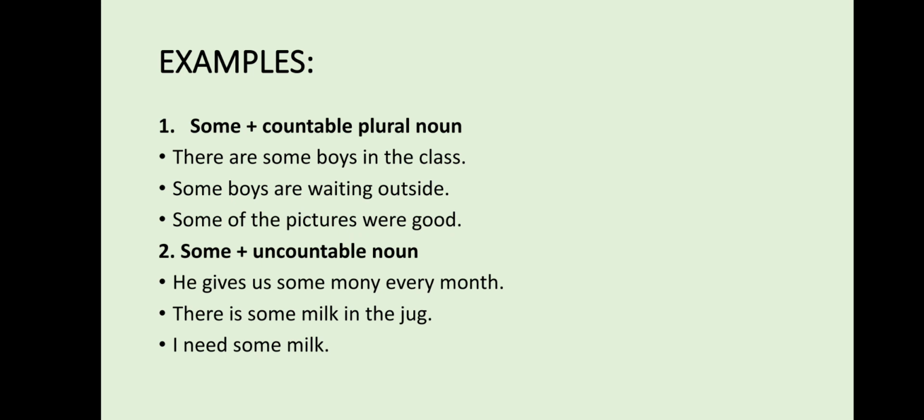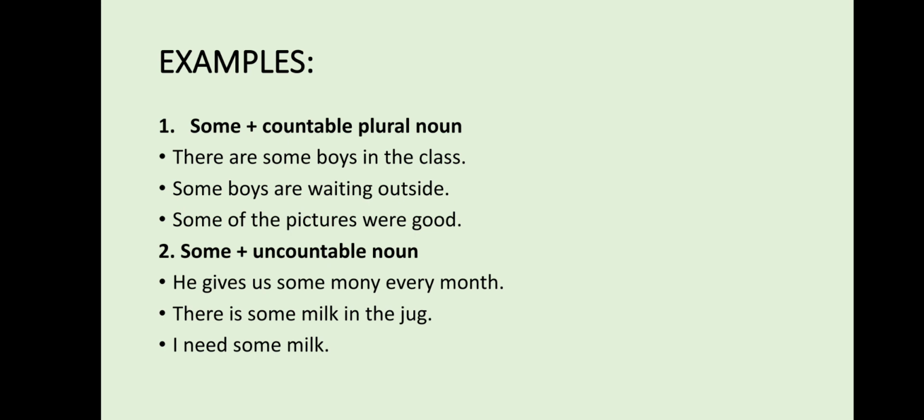Here we have some plus countable plural noun. There are some boys in the class. Okay, but we don't know the exact number of boys, that how many boys are in the class. So then we use: there are some boys in the class. Some boys are waiting outside. Some of the pictures were good.